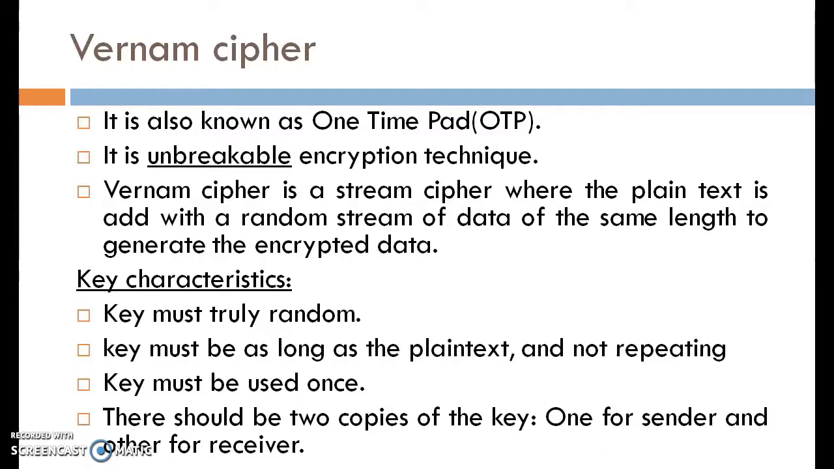The key must be as long as the plain text and not repeating. That means the size of the key and the plain text are the same. If the plain text is long, then we keep the key as long as the plain text. The key must be used once, meaning the key must not be repeated again. We can only use the key once, and for a second transmission, we use a different random key. There should be two copies of the key, one for the sender and the other for the receiver.